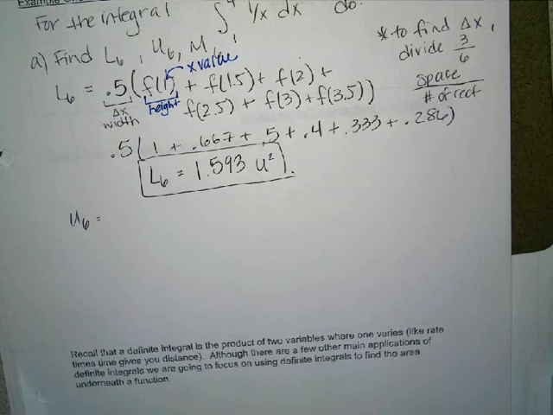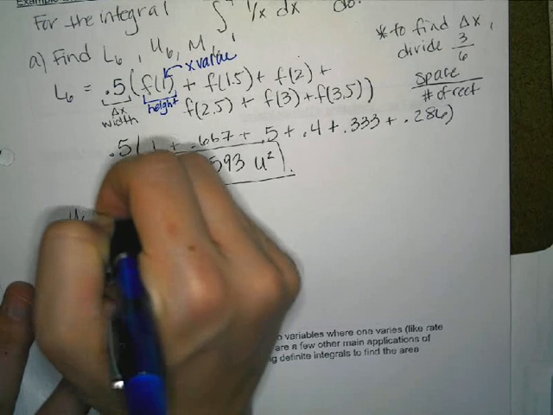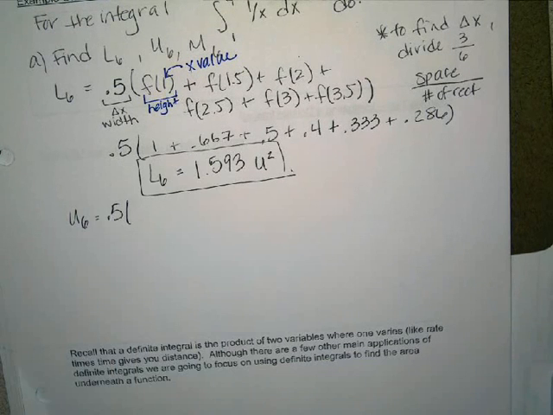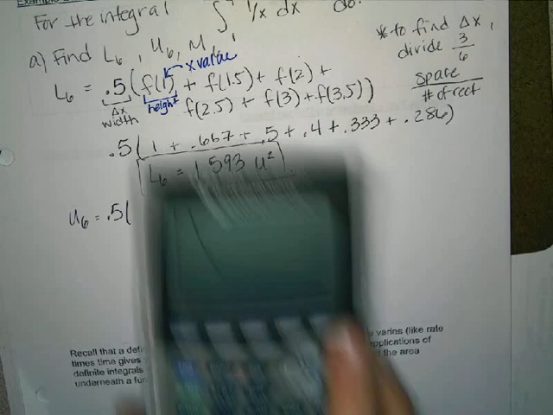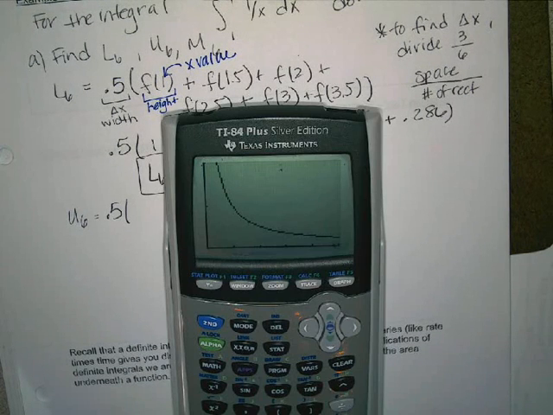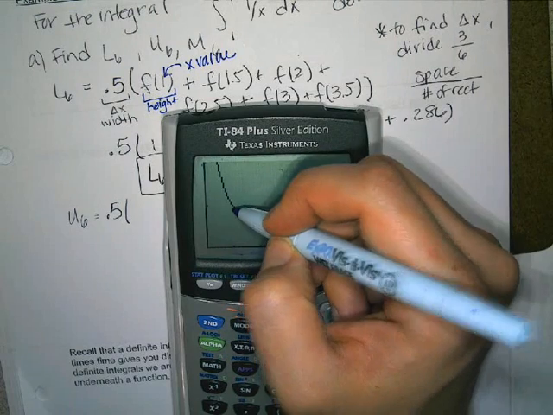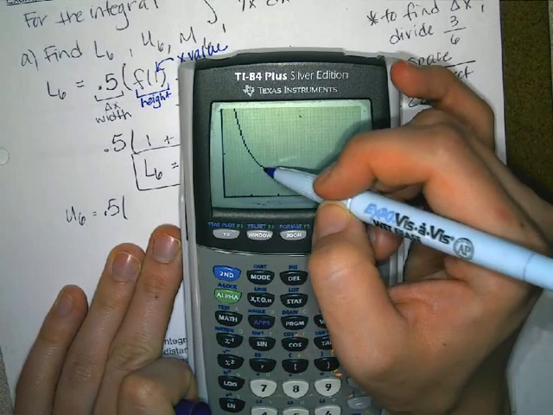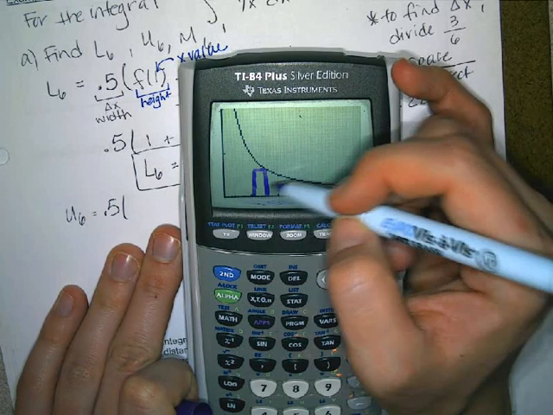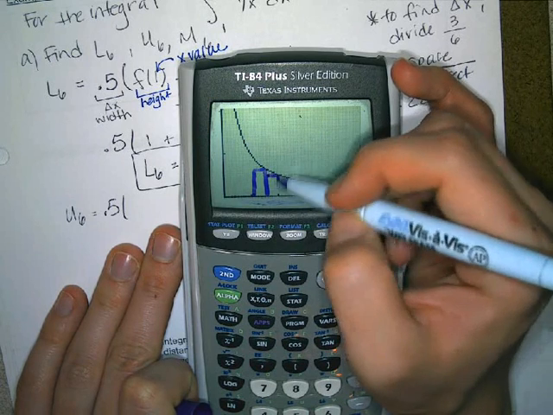Is my width going to be the same? Yes, because I still need 6 rectangles. But the x values that I'm plugging in are going to be different, right? They're not going to be the same set that I had before. Because now, if we look back at my graph, instead of picking this as the height for my first rectangle, I'm picking that as the height, and that as the height, and that as the height.